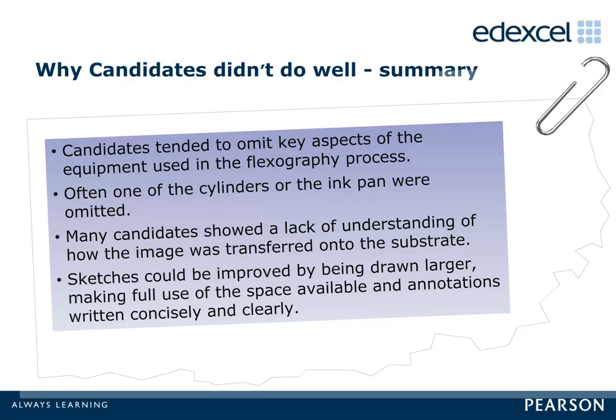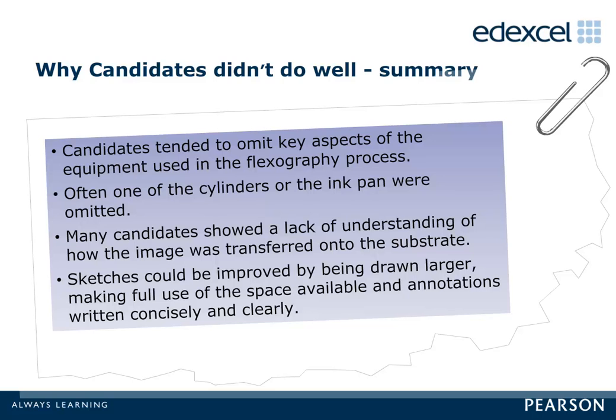Where candidates did not achieve full marks for this question, it tended to be because they had omitted key aspects of the equipment used in the flexography process. Common errors included missing out one of the cylinders from the stack, or alternatively, adding additional cylinders into the diagram. Some candidates also omitted the ink pan, or placed this in the incorrect place.